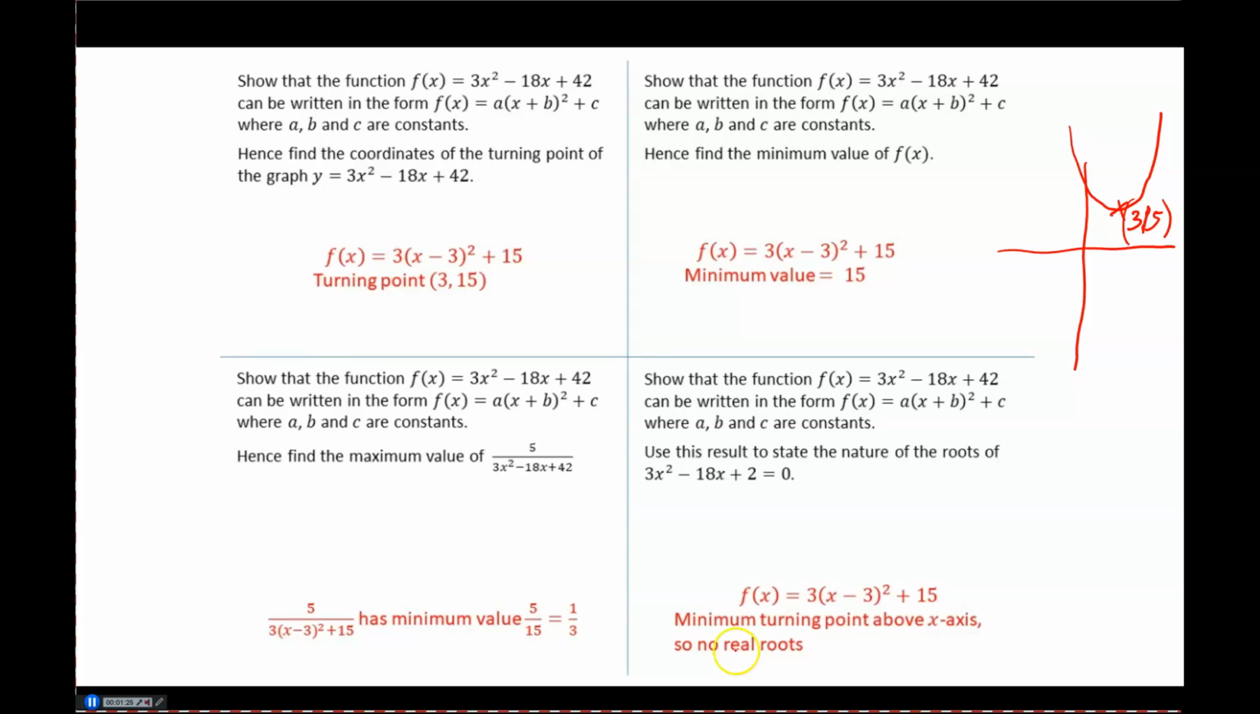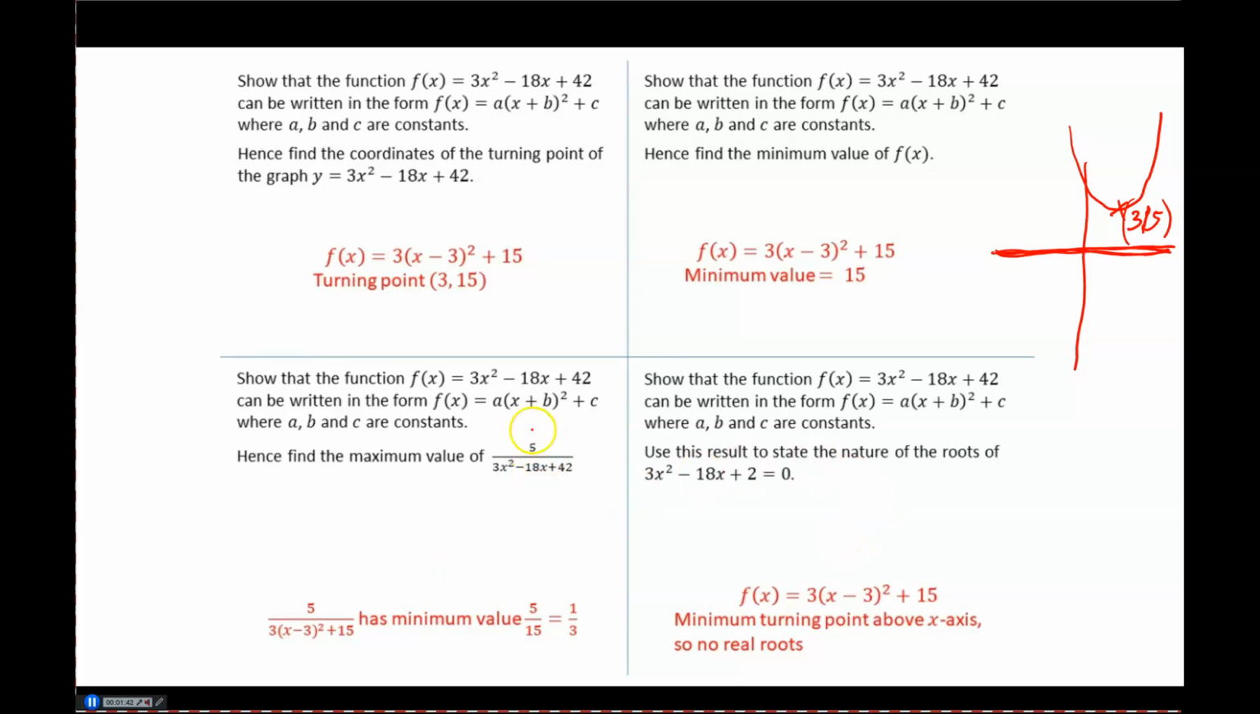For this question down here, the minimum turning point is above the x-axis, so there is no real root. In other words, it's not crossing the x-axis, so you can't solve it. If you tried to solve this, you'd probably get a maths error somewhere along the line.